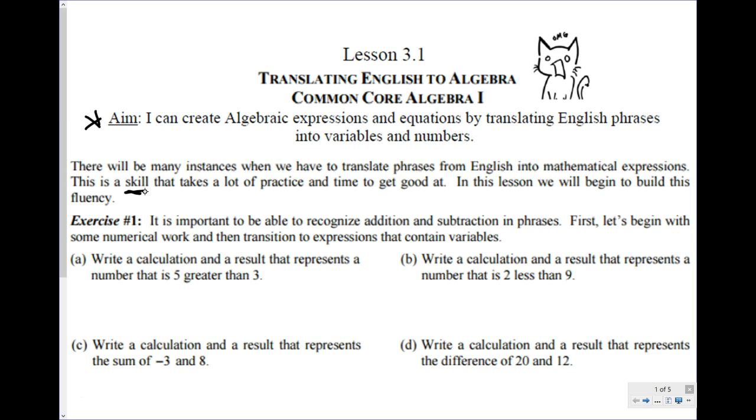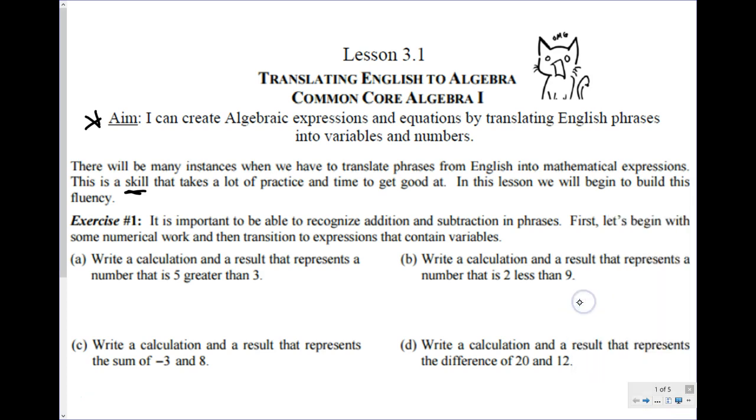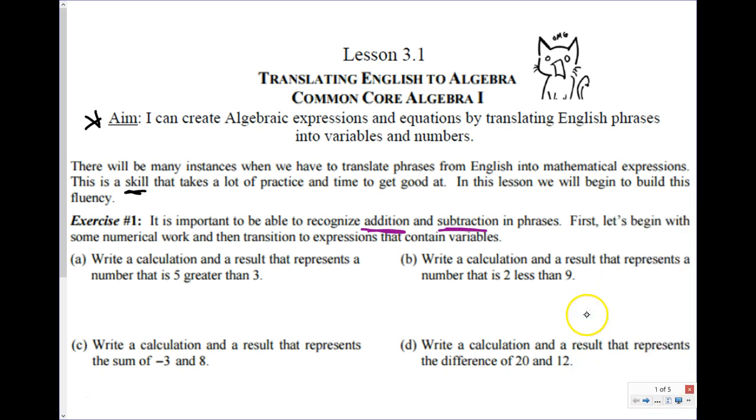It's important to be able to recognize addition and subtraction in phrases. So in this exercise, we're really going to focus on addition and subtraction. First, let's begin with some numerical work and then transition to expressions that contain variables. So let's take a look at A. A says, write a calculation and a result that represents a number that is 5 greater than 3.